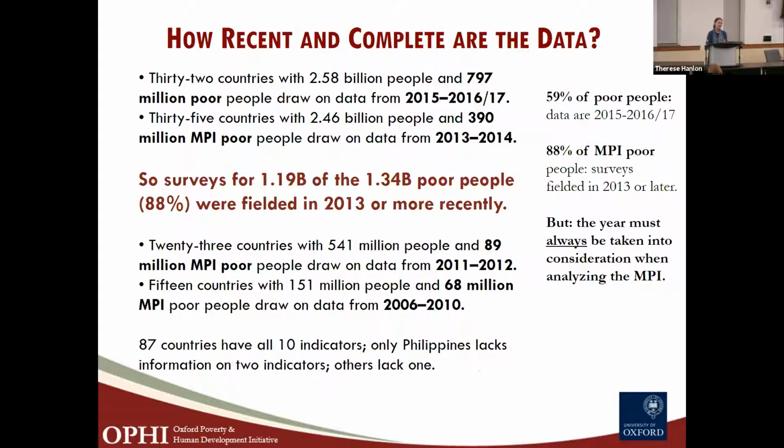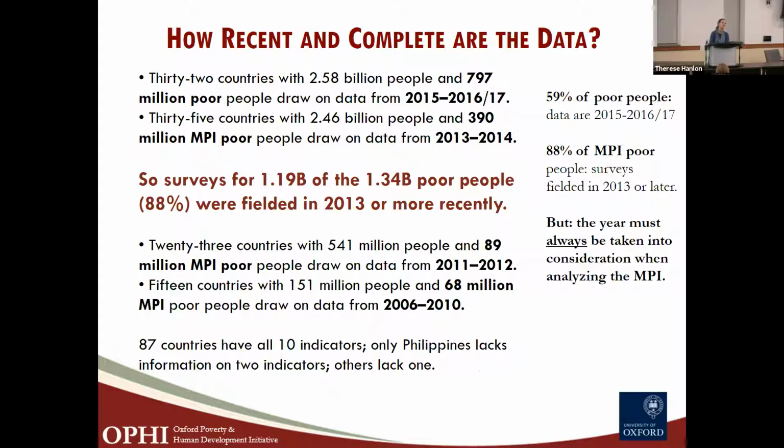So that's a snapshot of one period of time for 105 countries and 5 billion people. Two slides on the data details, and then we'll go look at some changes over time. So a question is, these data are 2006 to 2016-17. You know, how bad is it?